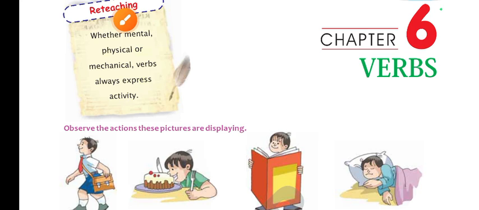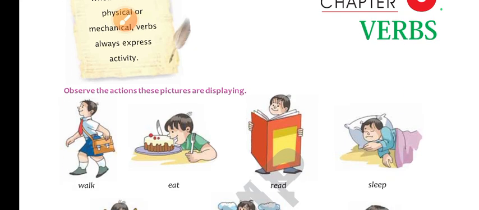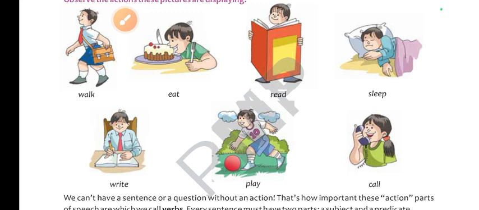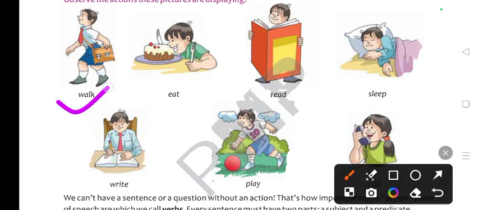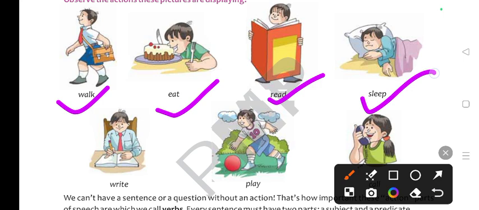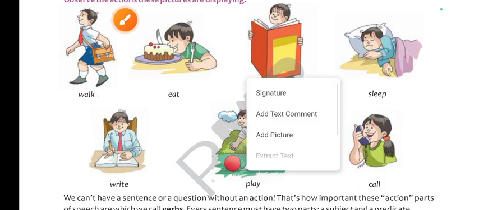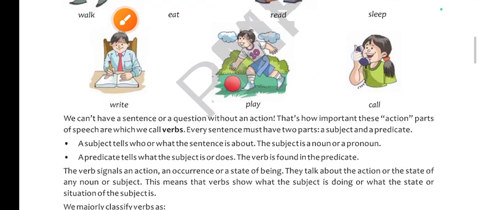So verbs, you are well known about verbs, right? Action verbs, mental words, physical activity. The verbs which show these kinds of activity are called verbs. You can observe these pictures like walk, eat, read, sleep, write, play, and call. These words are action verbs, right?